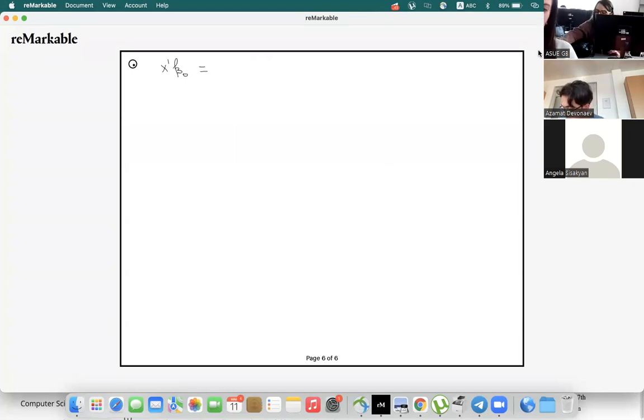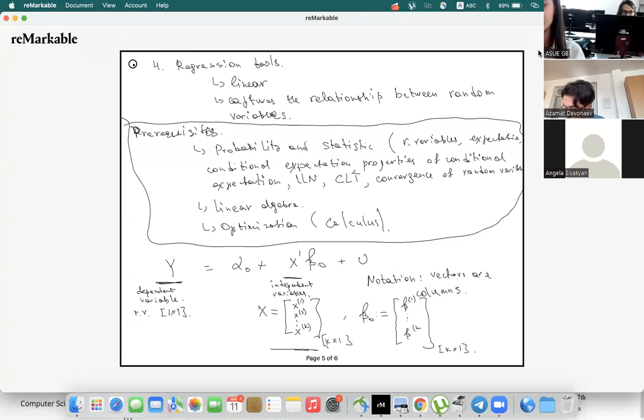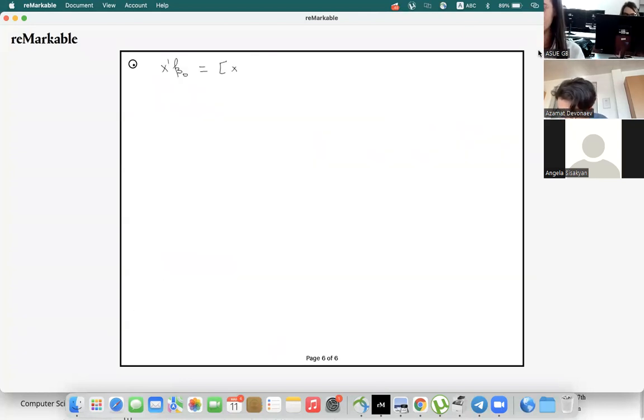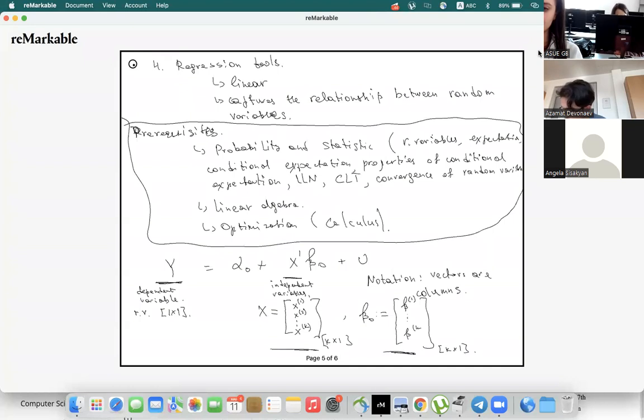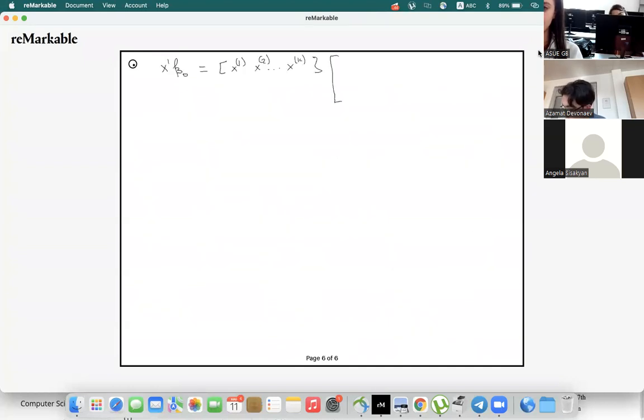X, I denoted, I mean X is this, right? So what you do is basically you transpose it. And then you put just this beta. It's a column vector, so it's written this way. It doesn't have any transpose. Basically, what you have is beta node 1, beta node 2, and beta node k.